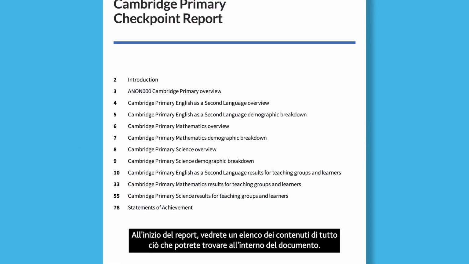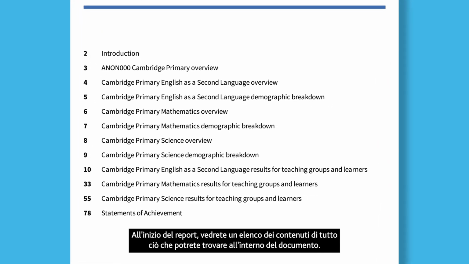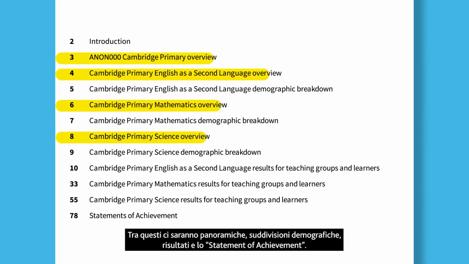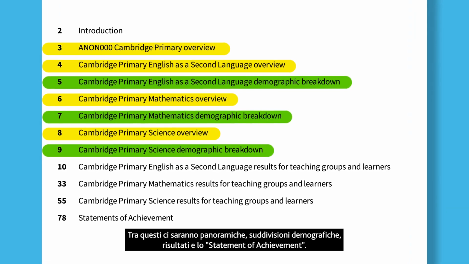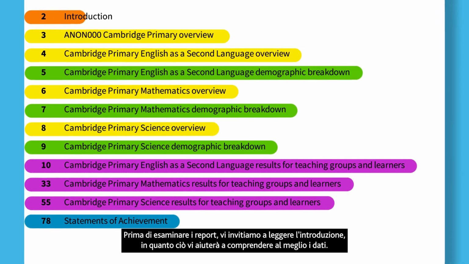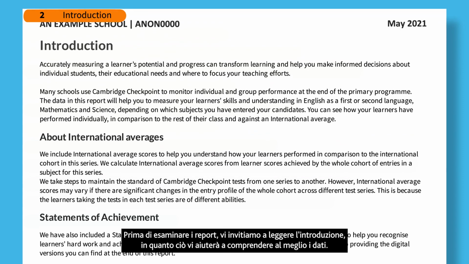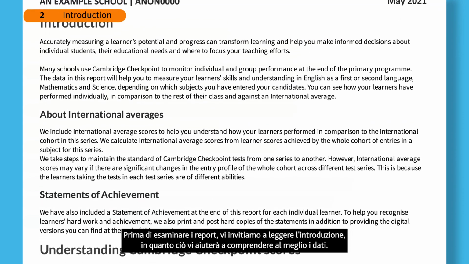At the start of the report, you will see a contents list of everything you can expect to find within the document, including overviews, demographic breakdowns, the results, and your learners' statements of achievement. Before reviewing your reports, familiarise yourself with the introduction, as this will help you get the most out of your data.